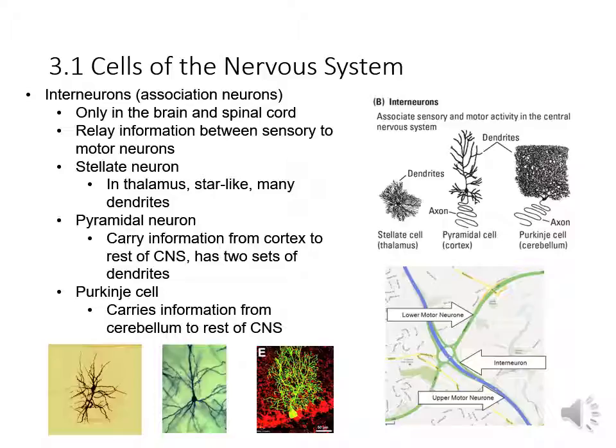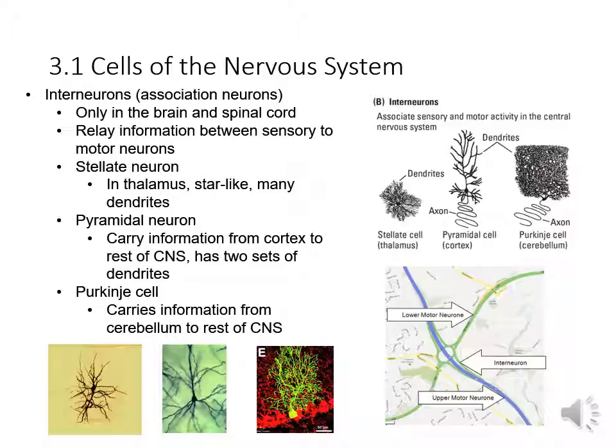Within interneurons, there are several types. One is the stellate neuron. Stellate means like star. They are located in the thalamus, which, if you remember from last chapter, is like the switchboard of the brain. They are star-like in appearance and have many dendrites. And this picture down here on the bottom left is a stellate neuron.